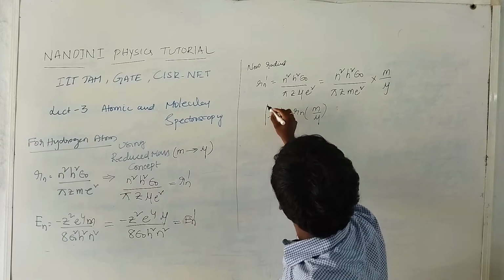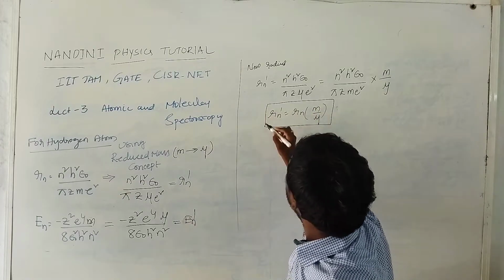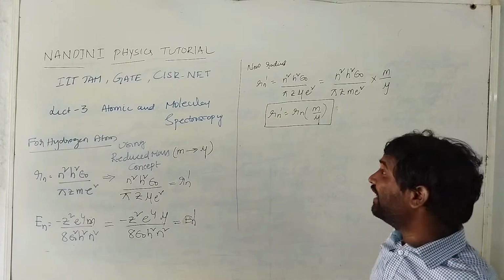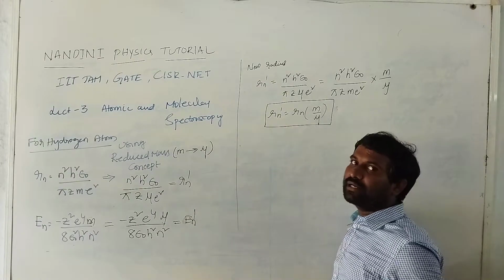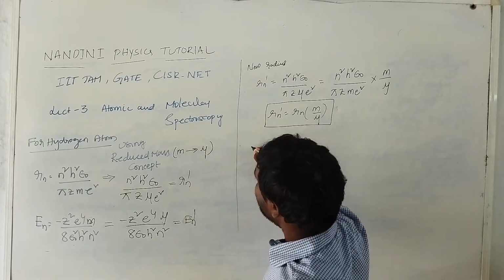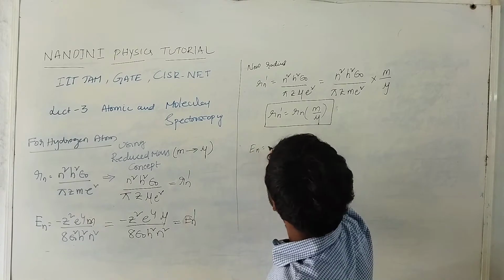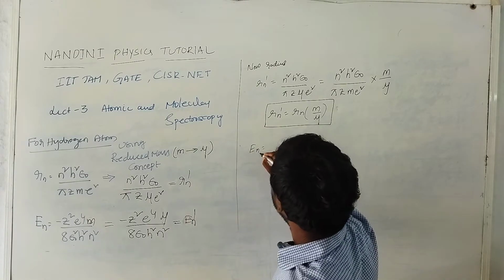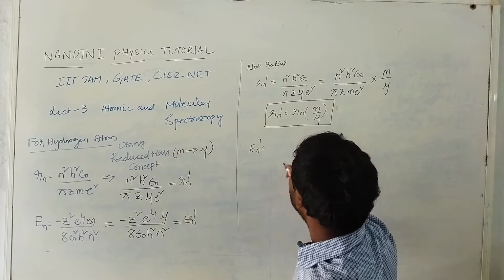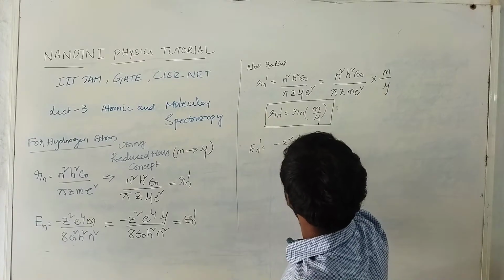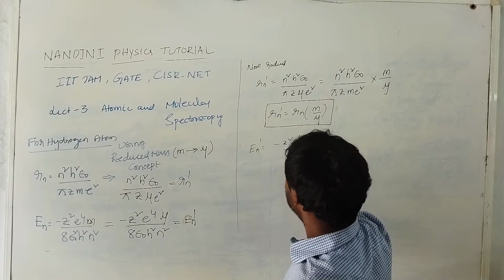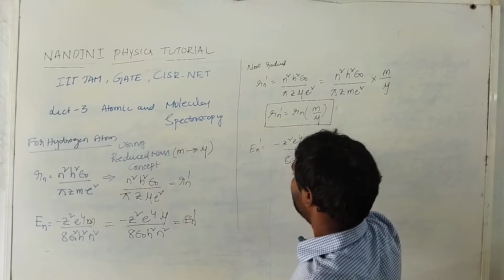This is the radius of the atom when the Bohr model is considered with finite nuclear mass. Similarly, take the energy value: the new energy En dash is equal to minus z square e power 4 mu divided by 8 epsilon naught h square n square.